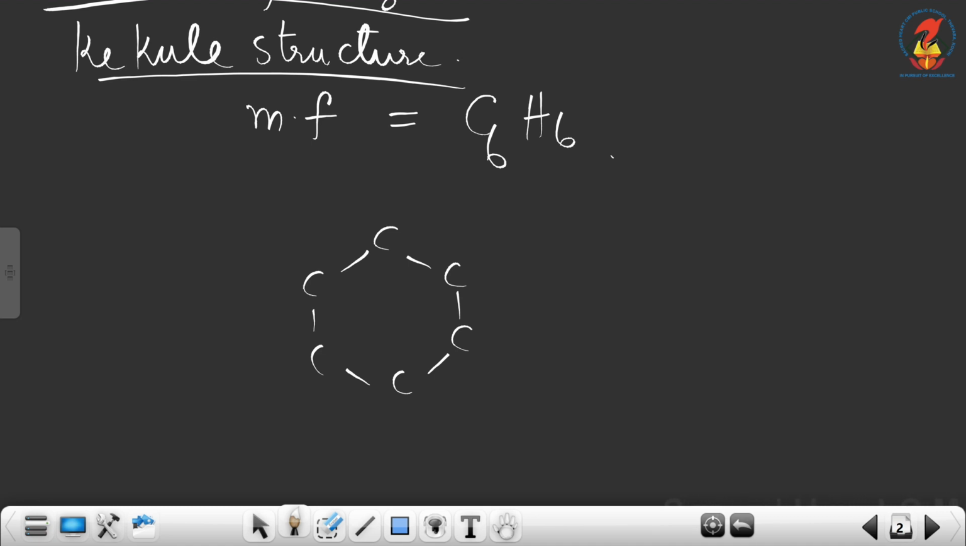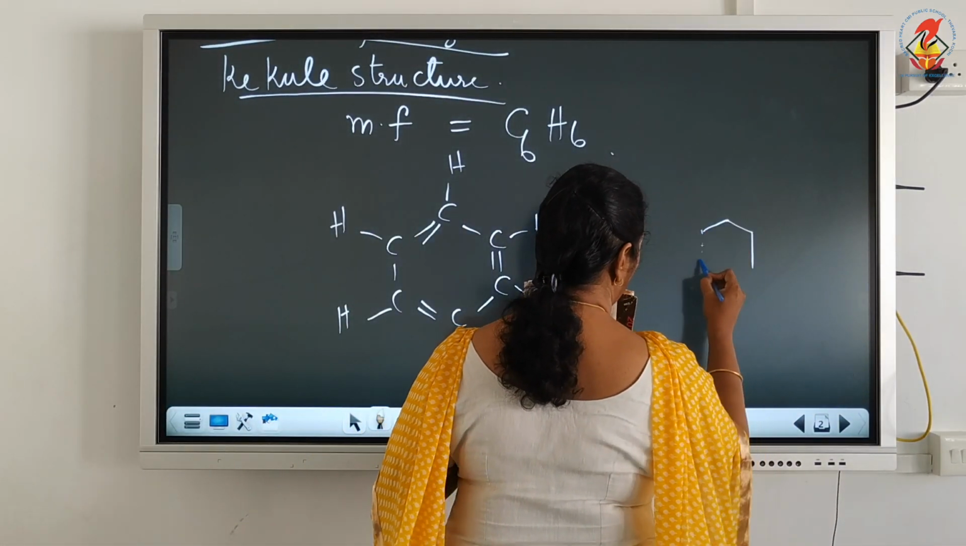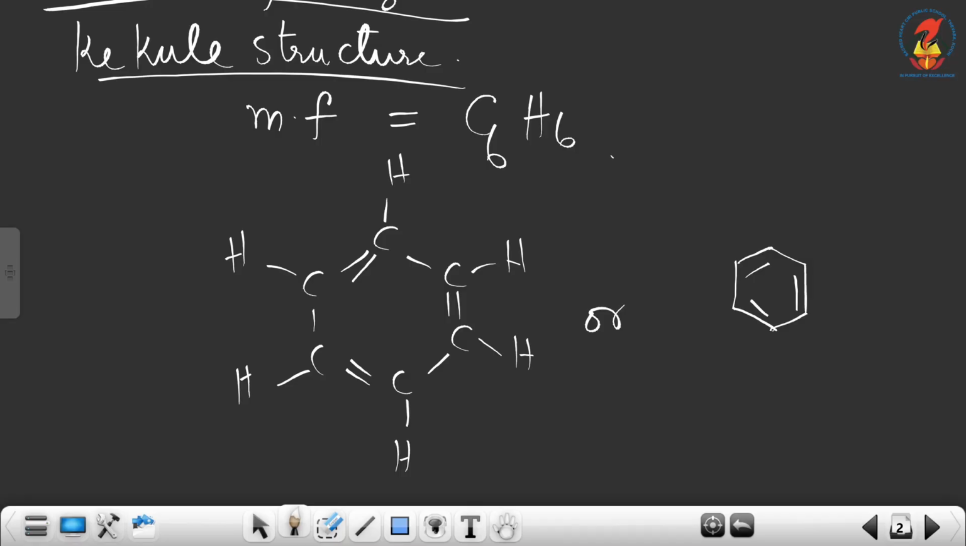Then there are alternate single and double bonds. So double bond, single bond, double bond, single bond, double bond, single bond. And each carbon is attached to hydrogen. So this is the Kekulé structure of benzene, or bond line notation you can write like this. Okay, and each junction is CH with alternate single and double bond. So this is the Kekulé structure of benzene. Now next let us discuss about the resonance and stability of benzene.